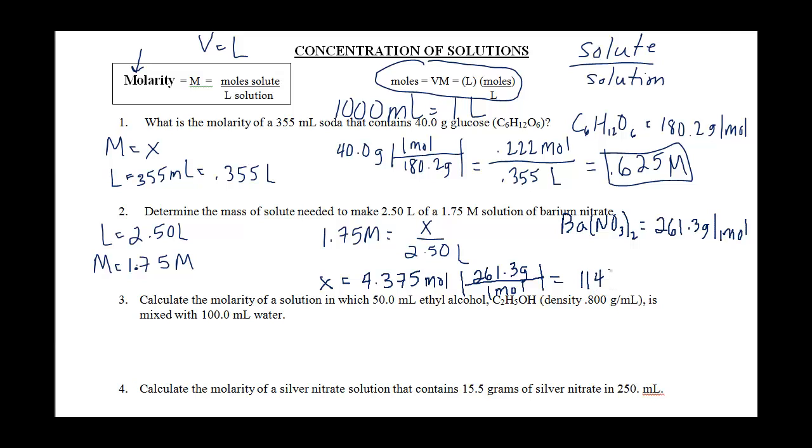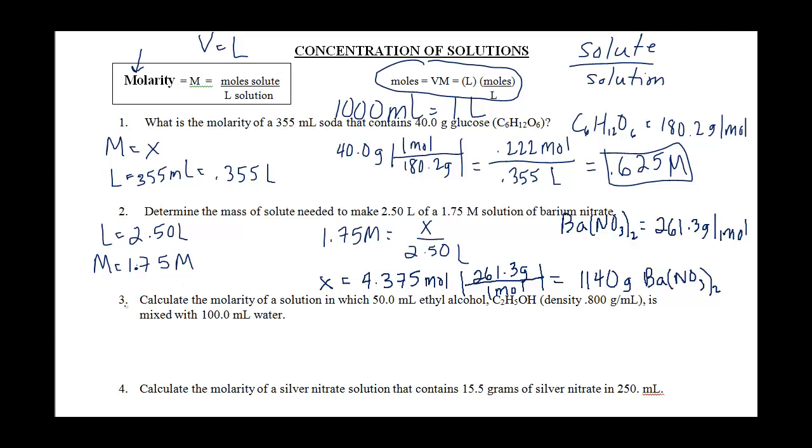So I would need 1,040 grams of barium nitrate in every 2.5 liters to make this concentrated solution. That's a lot of barium nitrate. Well, that's a pretty concentrated solution, so that makes sense, and I think that that's perfectly fine. Okay, now just trying to show you again examples of different ways you could see it.